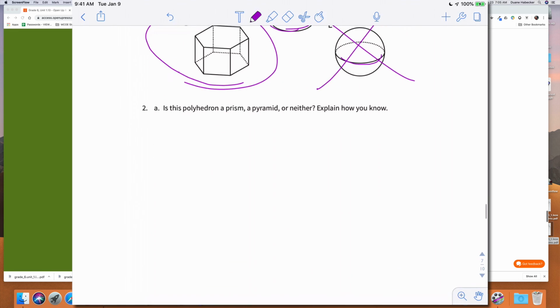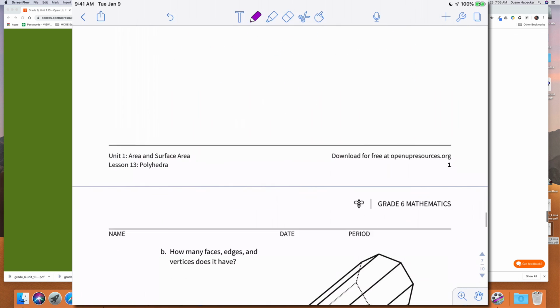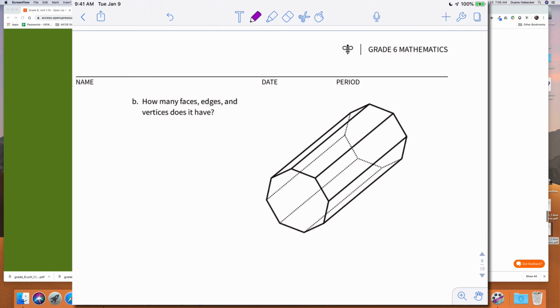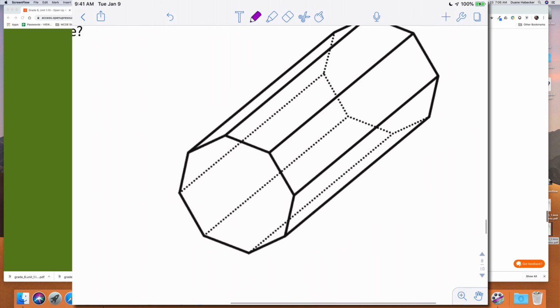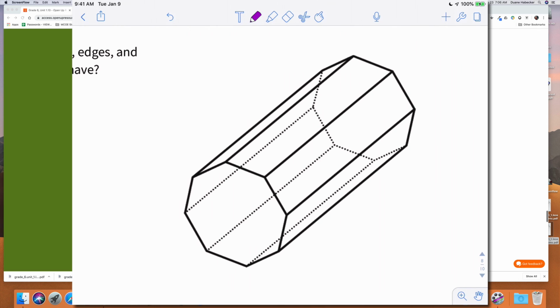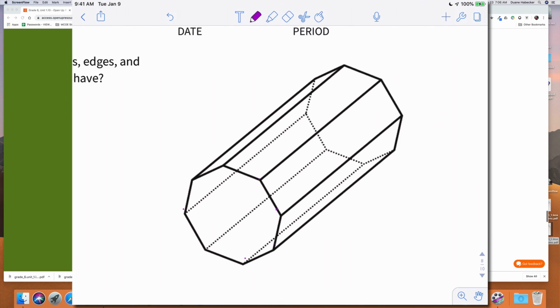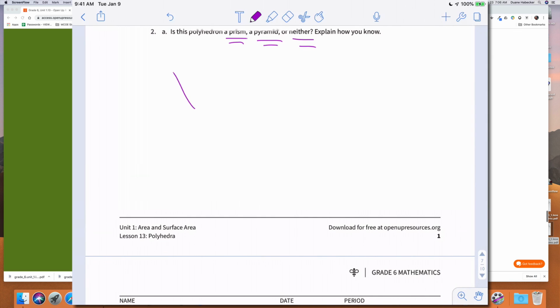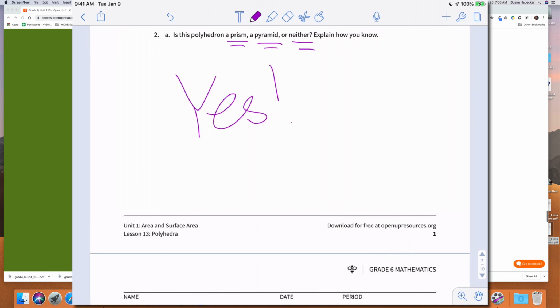It's a sphere. So is this polyhedron a prism, a pyramid, or neither? How do you know? So let's go down here. All right. So is that one right there a polyhedra? Well, it's closed. It looks like it's closed anyway. All the edges are straight. And so I'm going to go with yes, it's a polyhedra. Woohoo! Yes. So we're going to go up here and say yes, it is a polyhedra.